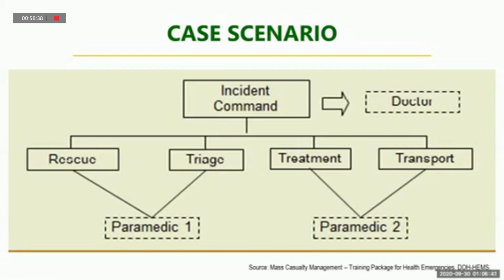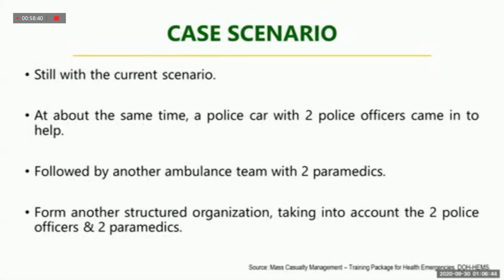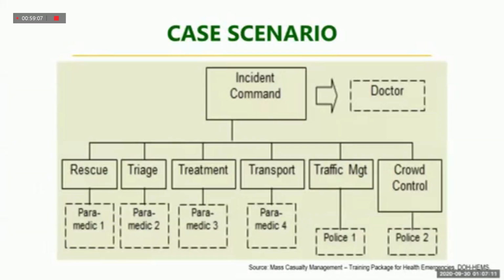Okay, so let's complicate the matter a little bit. Still with the current scenario, about the same time, a police car arrives. You now have 2 additional police officers, followed by another ambulance team with 2 paramedics. So your task is to form another structured organization, taking into account the 2 police officers and paramedics. So how will your structure be, using your incident command system?